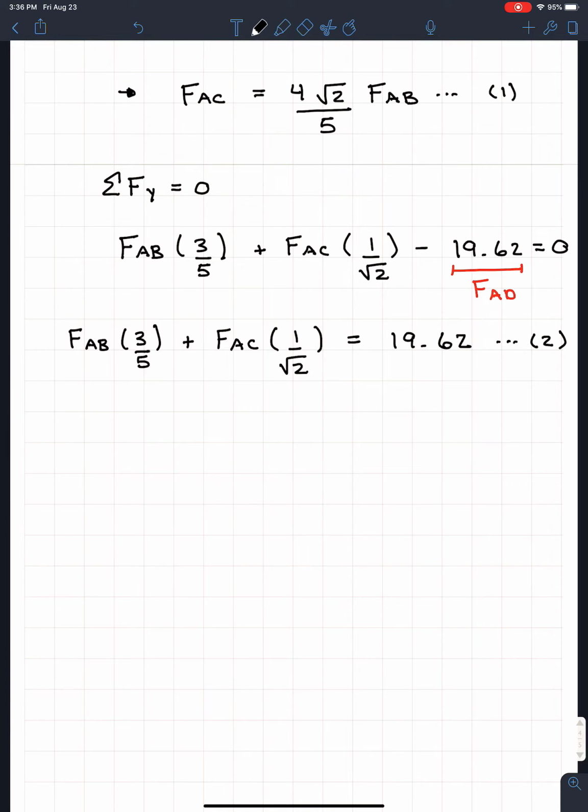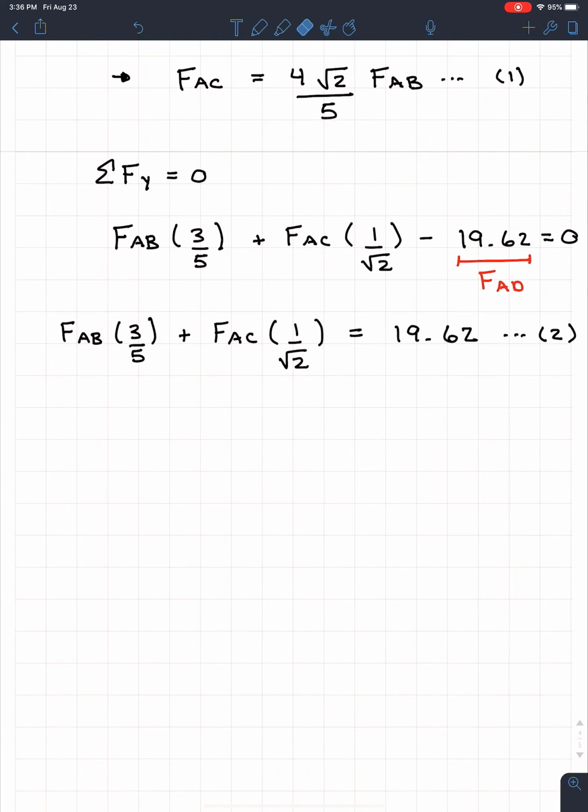And if we look at equation 2, it's nice because we have a number on the other side. However, we have two unknowns. So what we need to do is relate one of the unknowns to the other and then substitute it in. So if we're looking at this case, what we're going to do is we're going to take equation 1 and substitute that into equation 2.